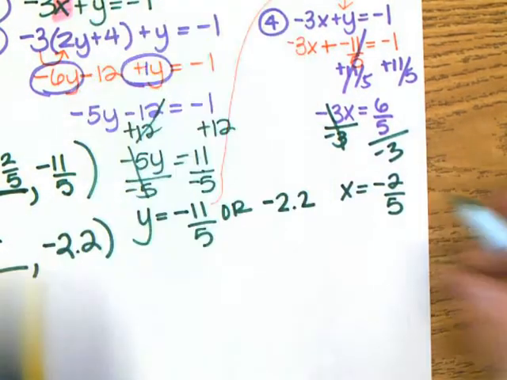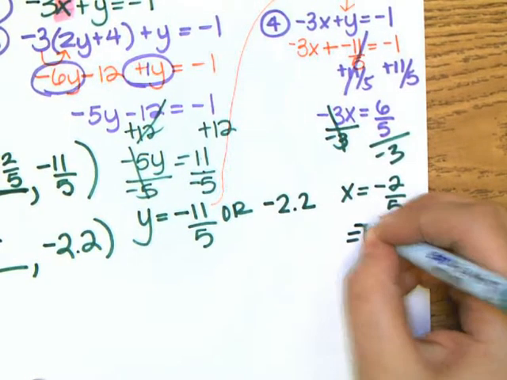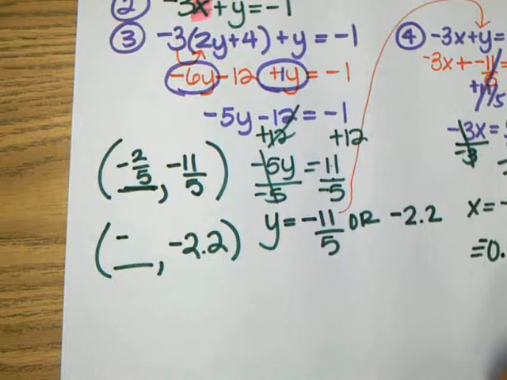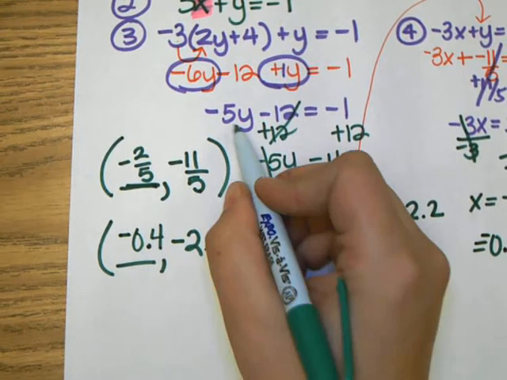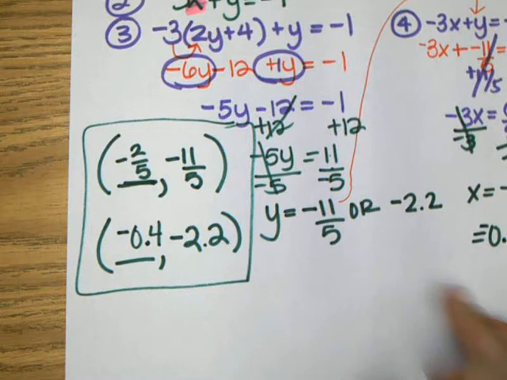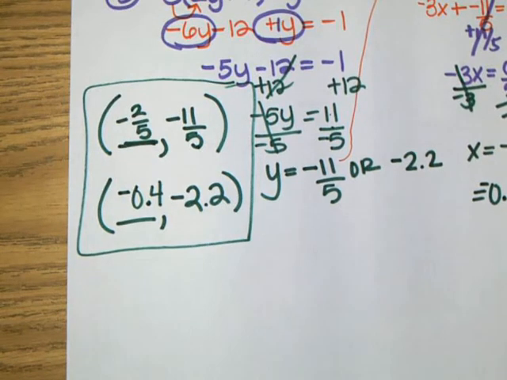Which, as a decimal, if we want to change it to a decimal, on this calculator there's these double arrows there. If I click that, it's going to change it now to a decimal instead. So here's our answers.